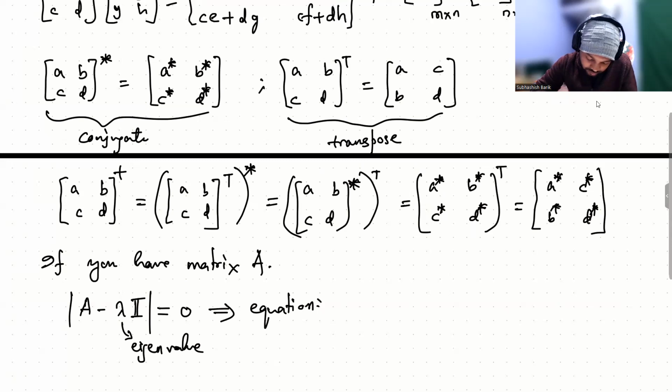And this equation would finally give two values of lambda. If A is 2 cross 2, then it should have two eigenvalues. If A is 3 cross 3, then it should have three eigenvalues and so on. So the degree of the equation depends upon the size of A. If A is a 2 cross 2 matrix, then this equation would be a quadratic equation so that you get two roots for lambda. So eigenvalues are nothing but the roots of the equation.